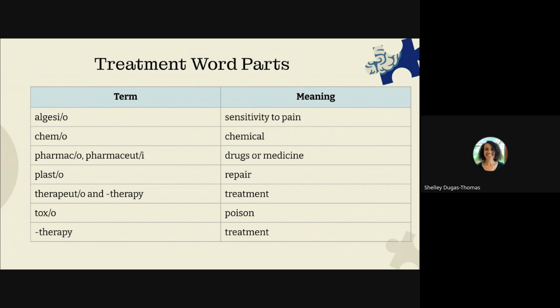Now we transition from finding the problem to treating it. Let's master these roots. Algio, pain. If we add the prefix an, meaning without, we get analgesic. Chemo, chemical. Pharmaco or pharmaceut means drug or medicine. Plast or plasto, repair or mold, as in a surgical repair. Tox or toxo means poison. Therapeutic or therapy means treatment.